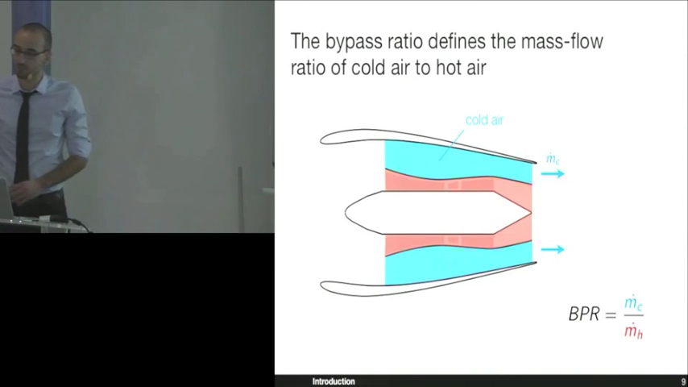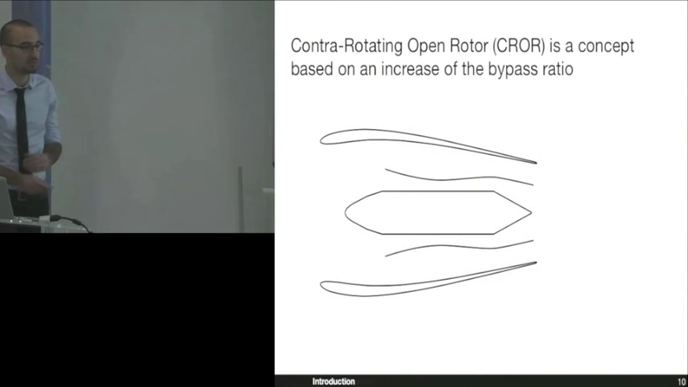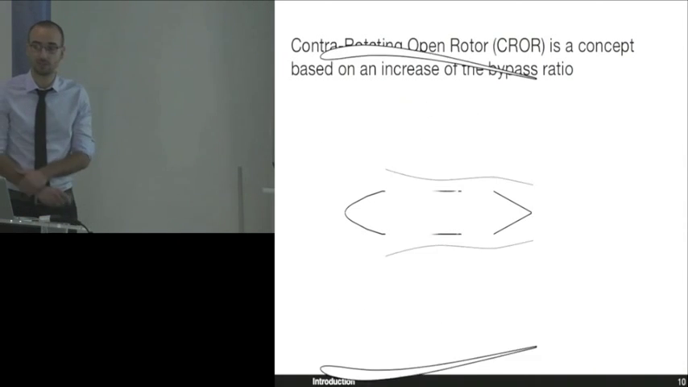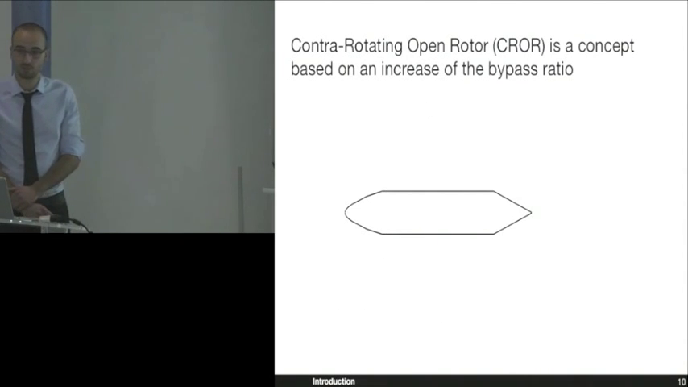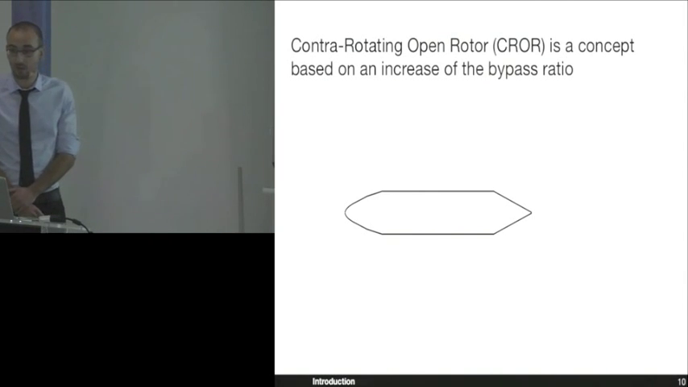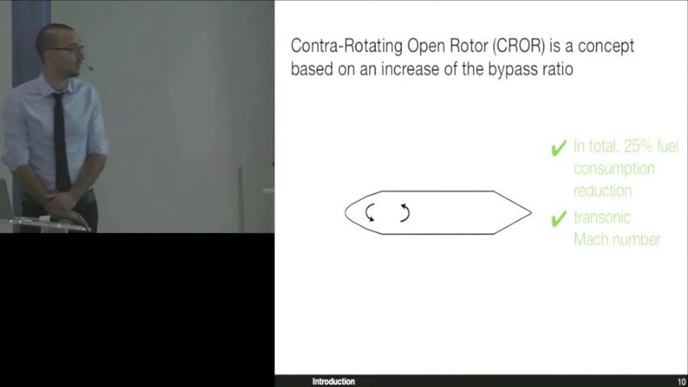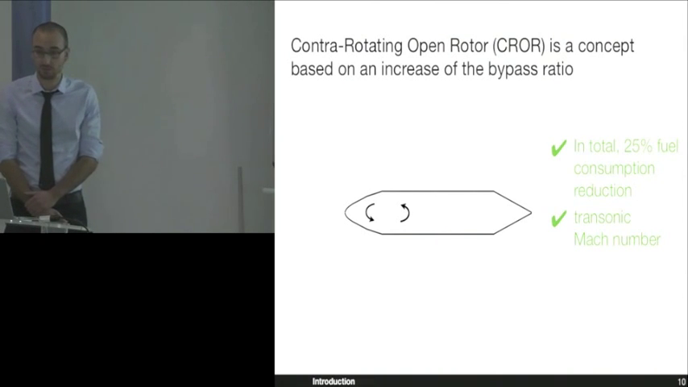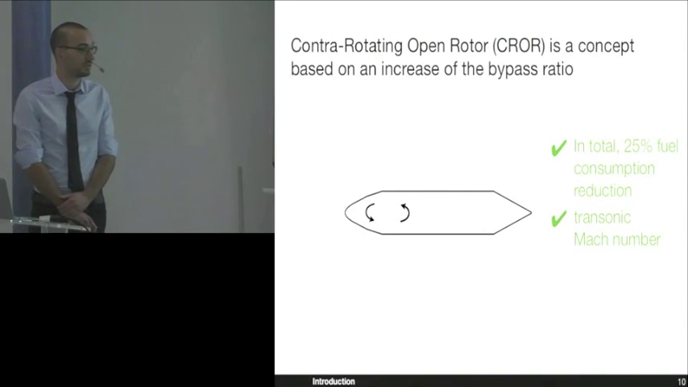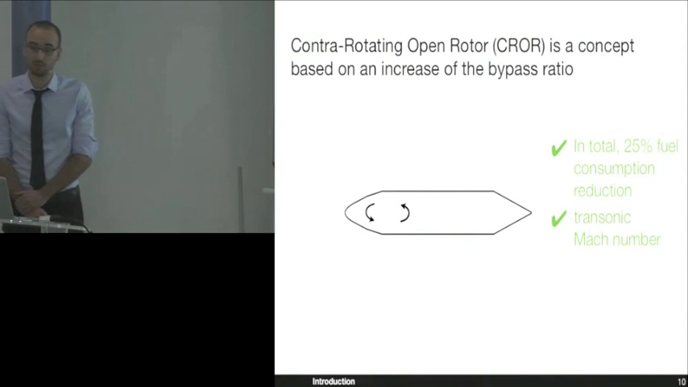The contra-rotating open rotor is a concept based on an increase of the bypass ratio. By removing the nacelle, you get the classical propeller system, which is good because it leads to a theoretical infinite cold air mass flow. But the novelty of the concept is to add a second rotor, yielding in total a 25% fuel consumption reduction. Also, the advantage of the contra-rotating open rotor is that it can reach transonic Mach numbers, which makes this concept viable for commercial aviation.